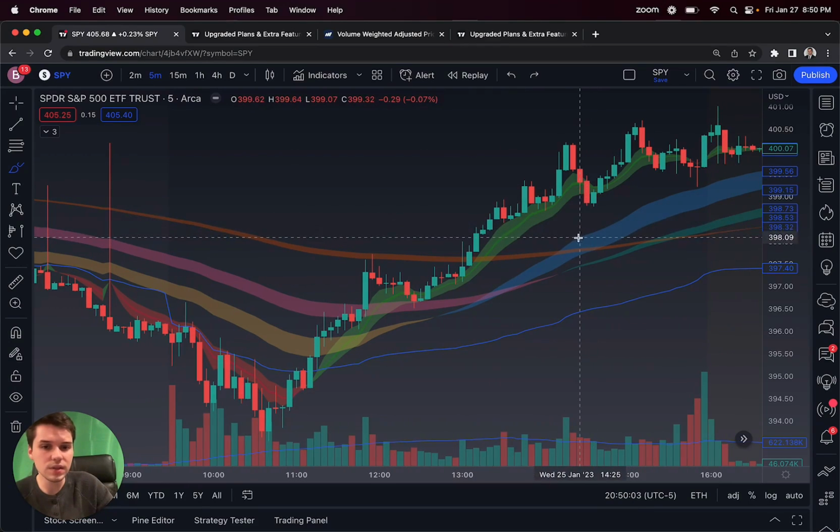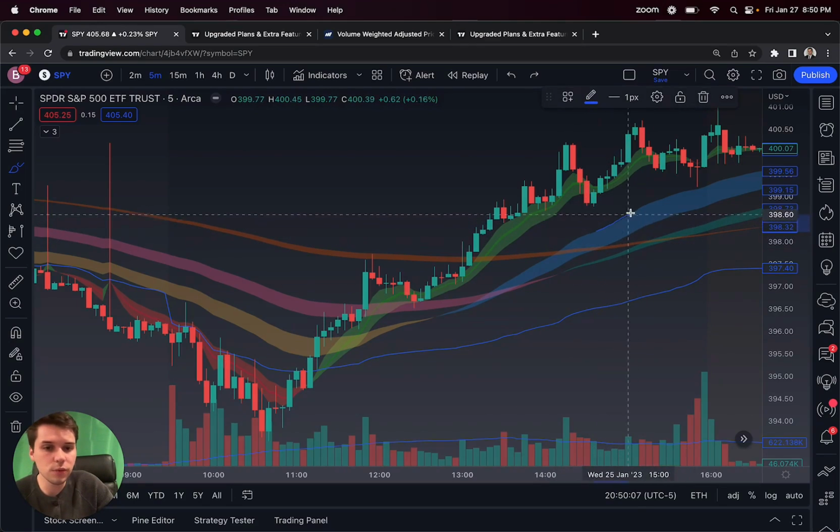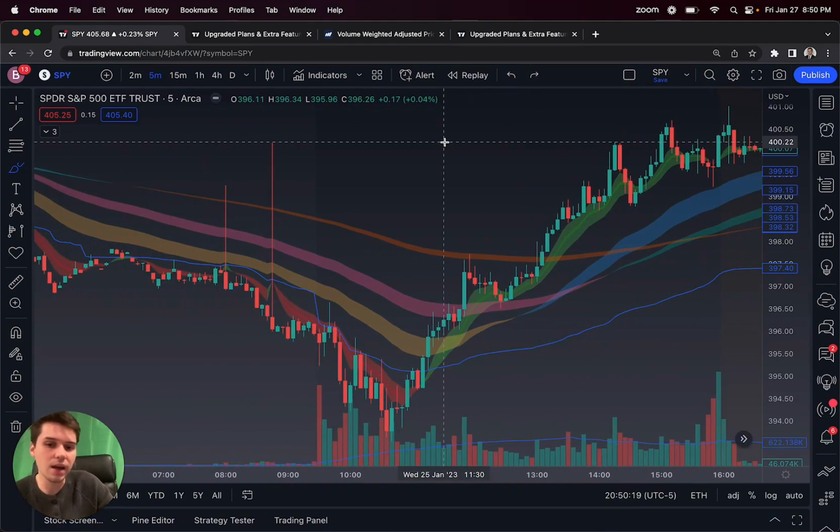This blue line, obviously, is going to be another moving average zone. In this case, this is the 34 EMA in the inner bound and the 50 EMA in the outer bound. Those are the moving averages I use. Everything else is exactly the same here.